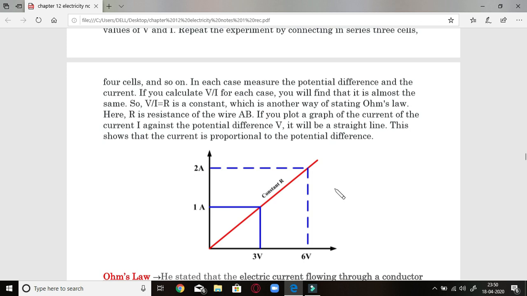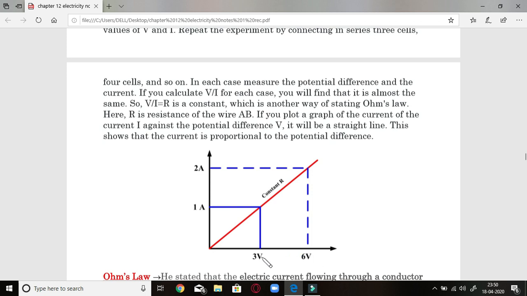Now if you see here in the diagram, he inserted only one cell, so the value of current was only 1 ampere along with a potential difference of 3 V. When he put two cells in the circuit, it came out to be 2 ampere of current with 6 volt of potential difference.